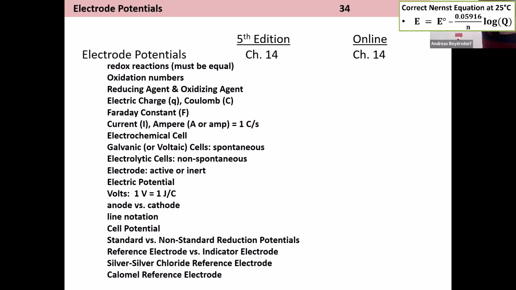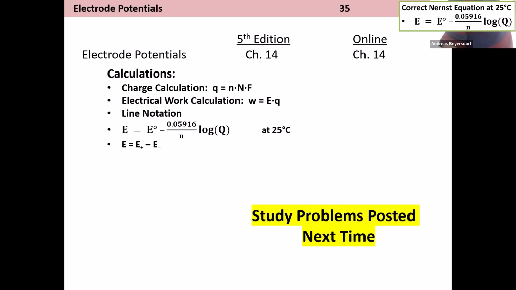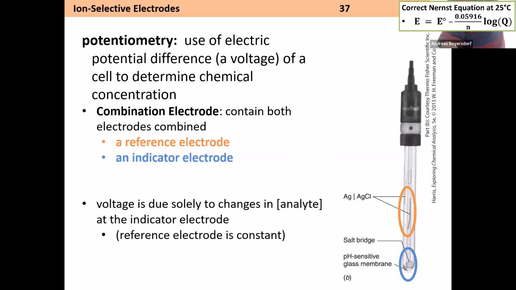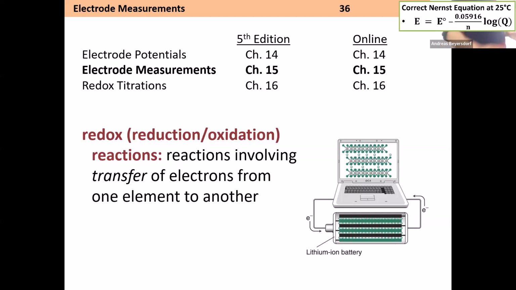All right, any questions? So that is it for electrode potentials. Next time, we're going to talk a little bit more about redox reactions. But here's your list of terms. These are the calculations you need to know for this section. I will post the study problems next lecture. And then next time, we're going to talk more about electrode measurements, including the electrodes you actually used in the lab. And then we'll talk about some titrations.